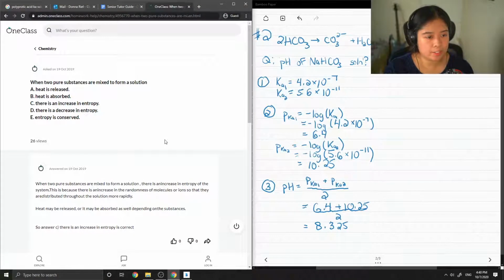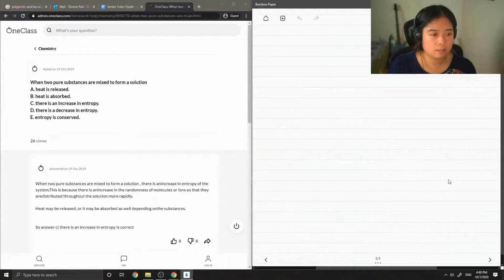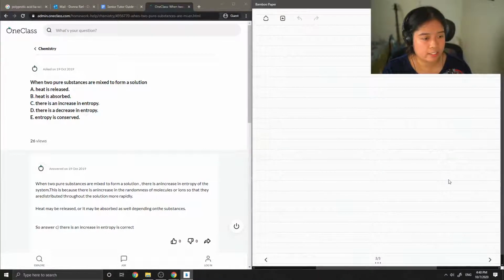When two pure substances are mixed to form a solution, what happens? So it's either A, heat is released, B, heat is absorbed, C, there is an increase in entropy, D, there is a decrease in entropy, or E, entropy is conserved. So this is question number 3.